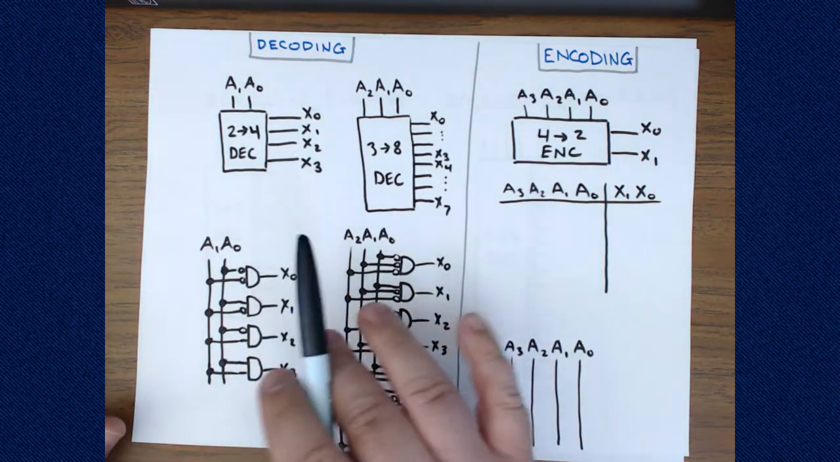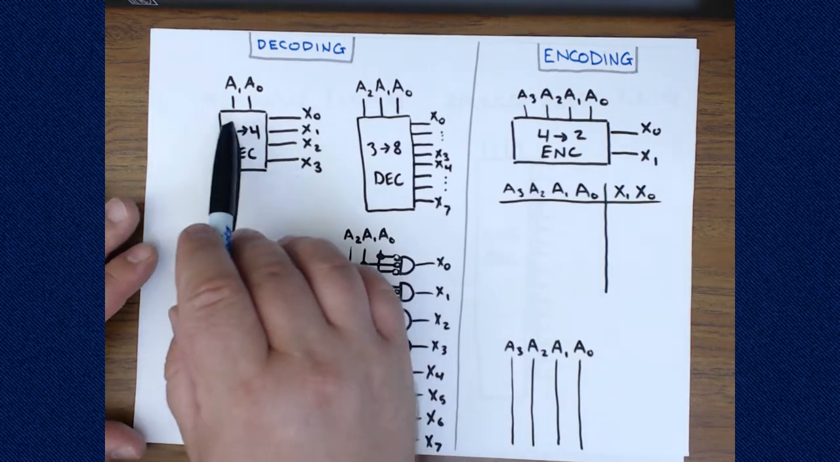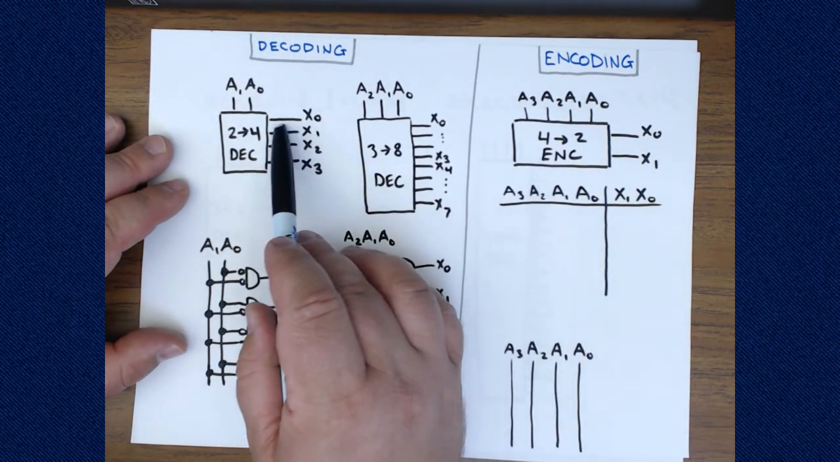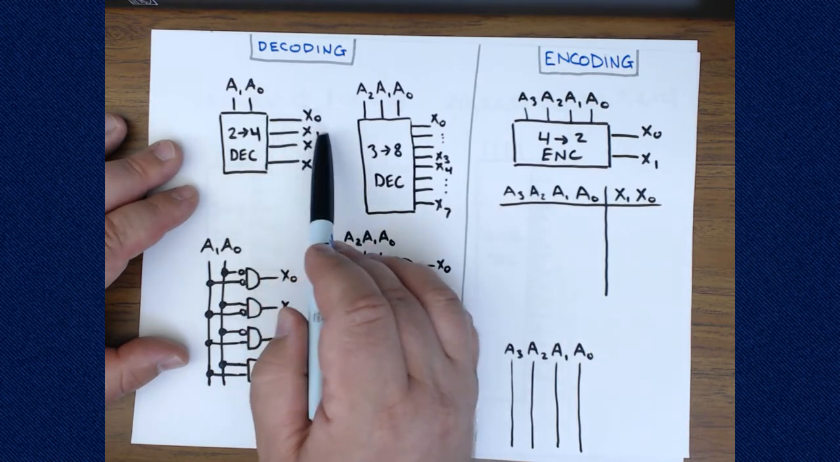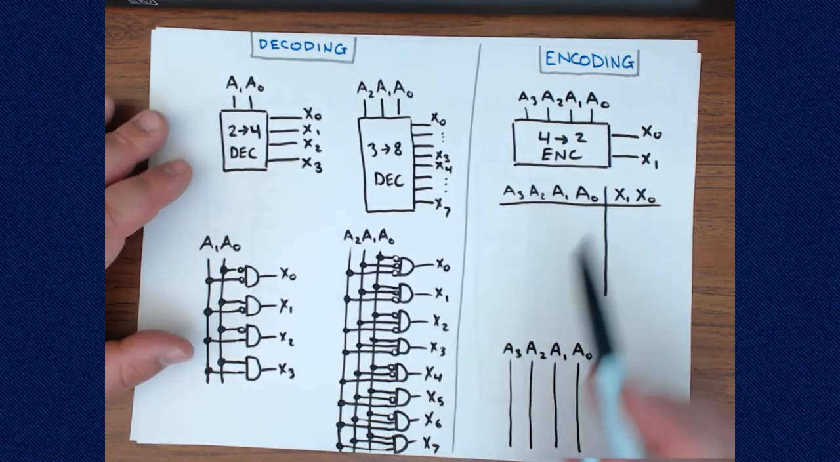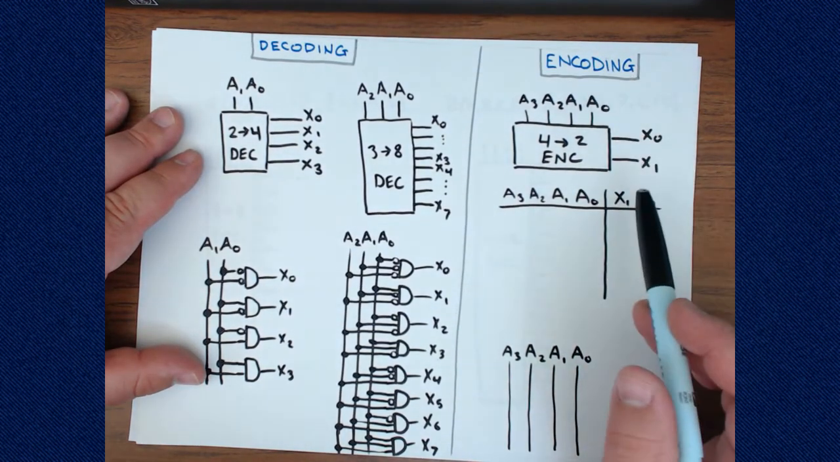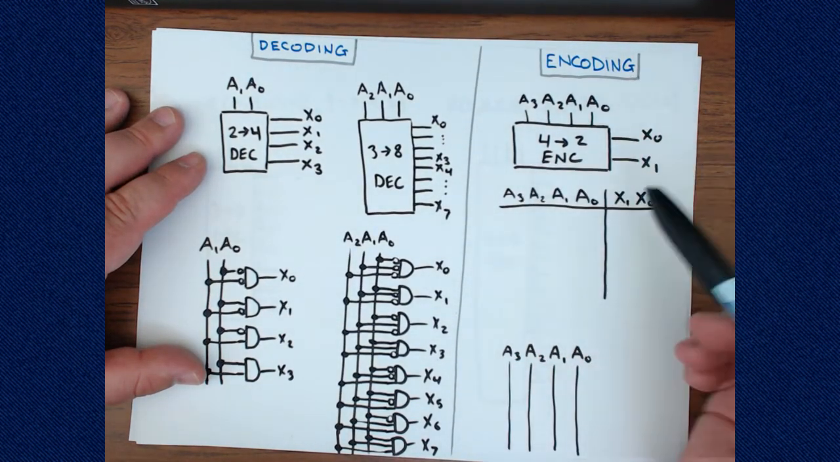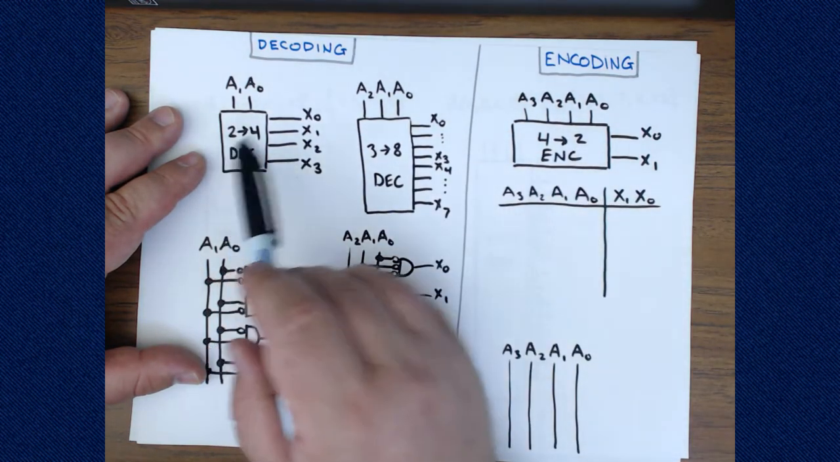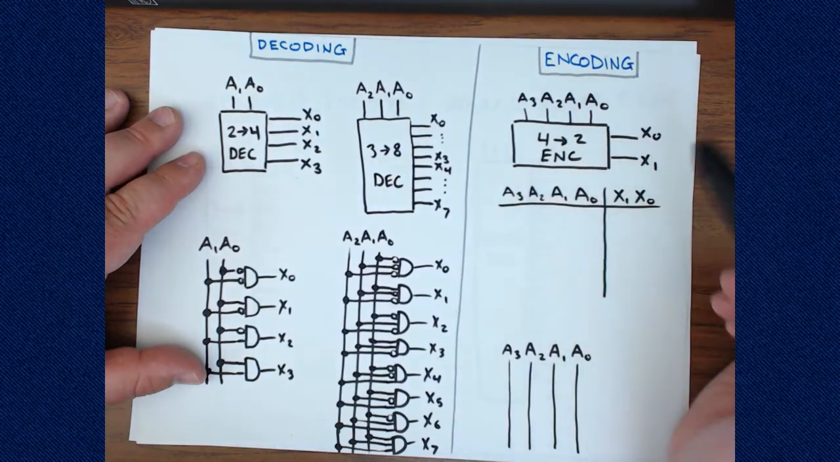Now the opposite side of decoding, since decoding takes a multi-bit number and decodes it into which specific number it is, we want to be able to do the alternate, and that's called encoding. So with encoding, we're only going to show one, but this is the opposite of the 2 to 4 decoder. We'll have a 4 to 2 encoder.